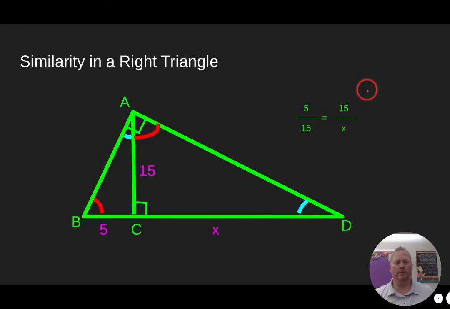So cross multiply: 15 times 15, 5 times x. So 15 times 15 is 225. So 5x equals 225, divided by 5. Boom, you get x equals 45. Okay? So let's go ahead and look at a few more examples to kind of solidify this concept.